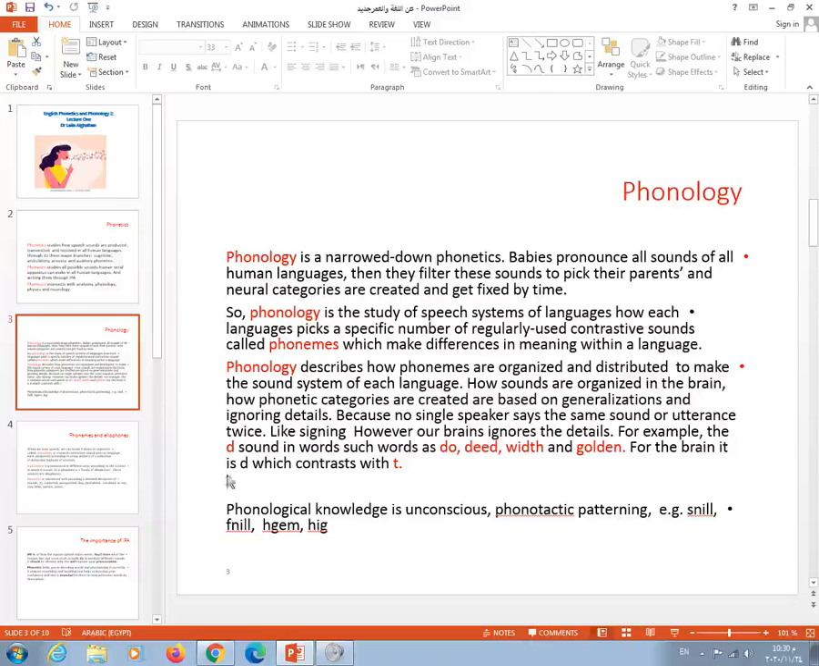Okay, for example, the sound "d" in words such as do, did, width, and golden. Our brain considers that this is one sound, and it appears in certain words, and every time it appears in a word, it is influenced by the surrounding sounds, and it takes different forms.